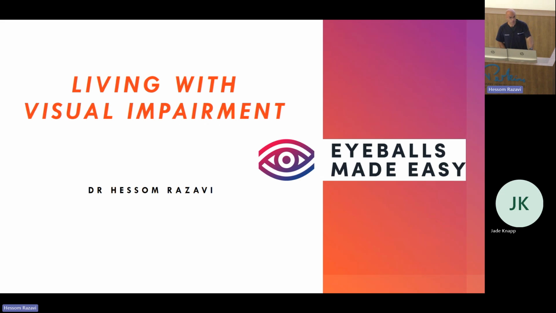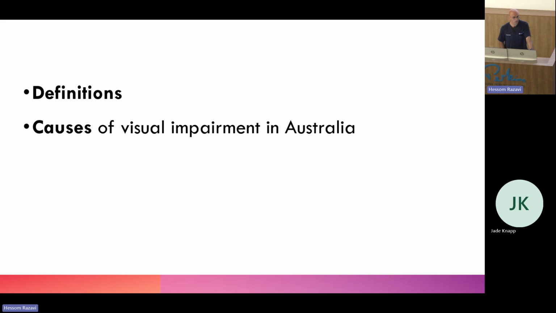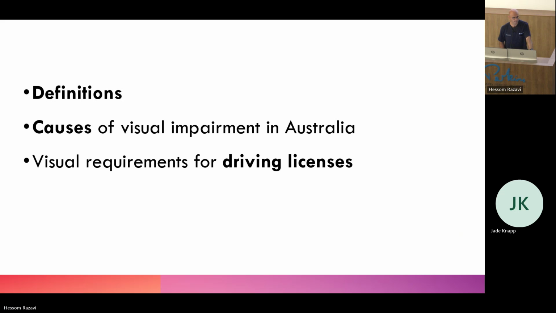So today we'll be talking about what it's like to actually live with visual impairment and various aspects of that, including the definitions. What is visual impairment? What is blindness, legal blindness? What are the causes in Australia and elsewhere? What are the visual requirements for a driver's license?